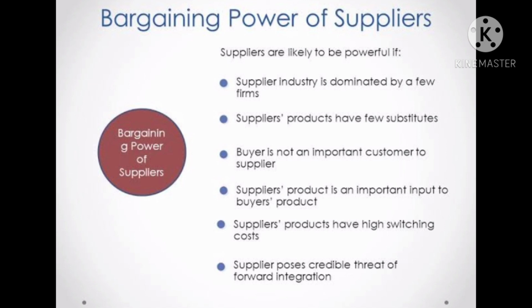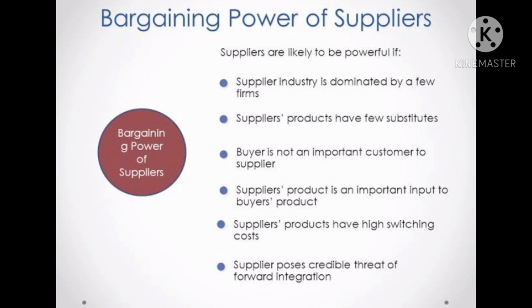Supplier's product is an important input to buyer's product. So if buyer is not ready to pay, then the supplier goes and meets some other buyers and he will supply to those buyers. Suppliers' products have high switching costs, so they can keep on switching their customers.